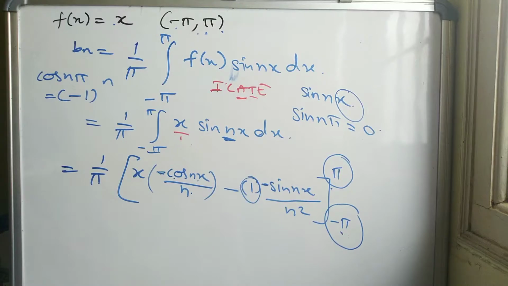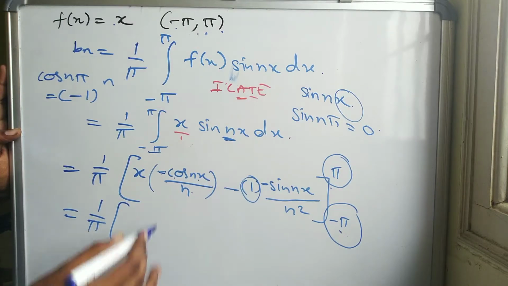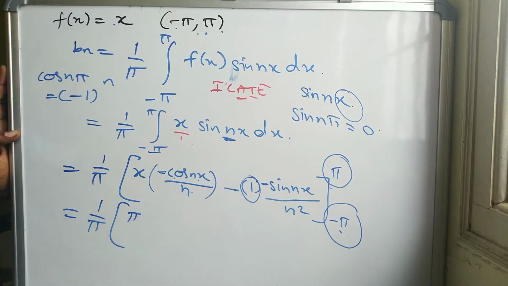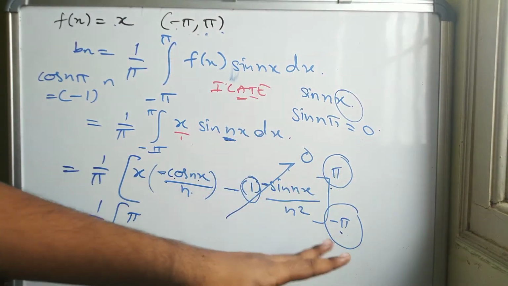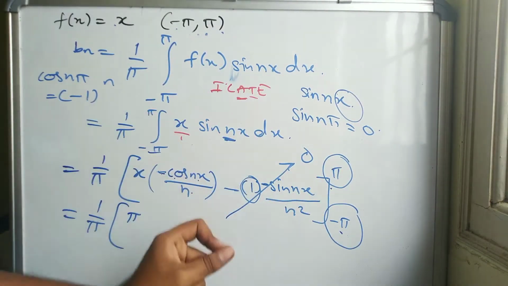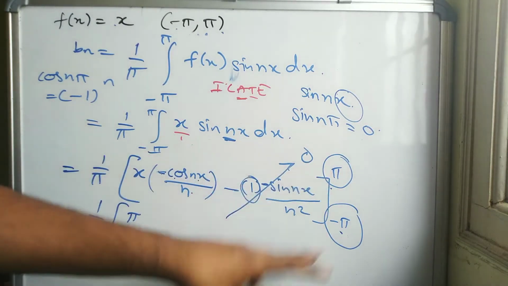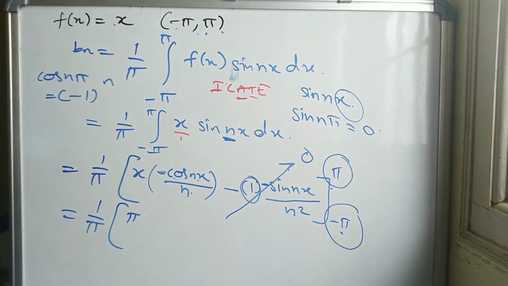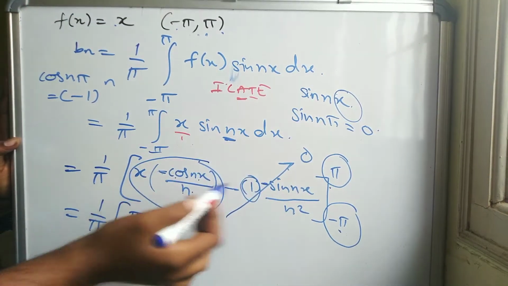Now 1 by pi, x we know that is pi, the upper limit. So this whole term becomes what? 0. You have to remember this. Since the upper limit and the lower limit are pi and minus pi, whenever sin nx is there, not sin x, with the pi and minus pi interval, directly put it as 0. Apply this only to that term. Upper limit minus lower limit.